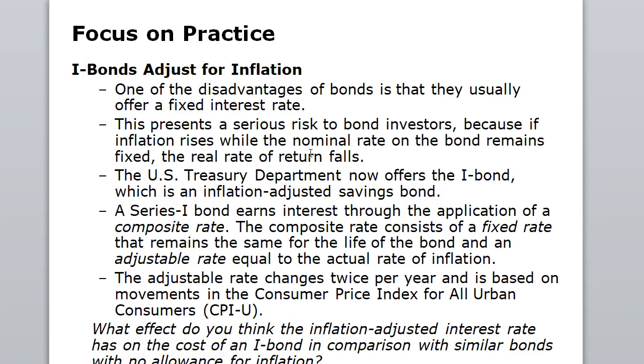The U.S. Treasury now offers the I-bond, which is an inflation-adjusted savings bond. A Series I bond earns interest through the application of a composite rate. The composite rate consists of a fixed rate that remains the same for the life of the bond and an adjustable rate that is based on the actual rate of inflation. The adjustable rate changes twice per year based on movements of the consumer price index, and this allows investors to be protected from inflation, thereby creating a bond that is closer to being risk-free.